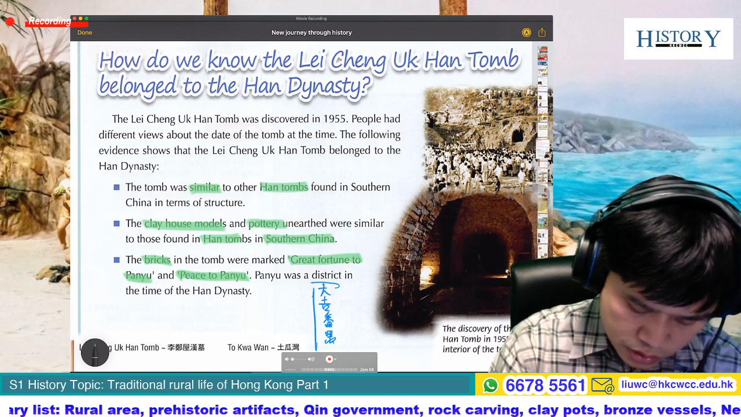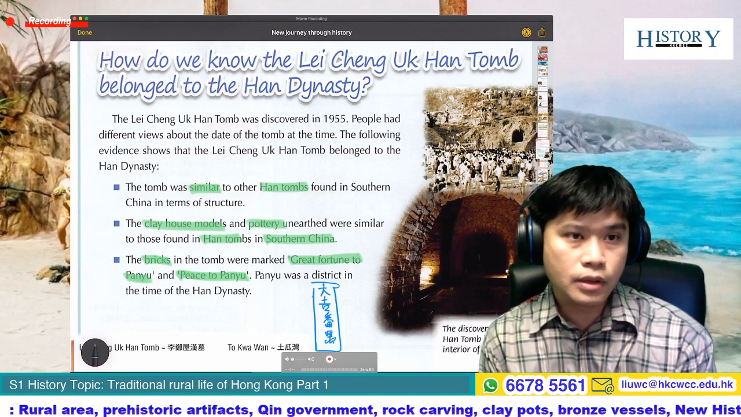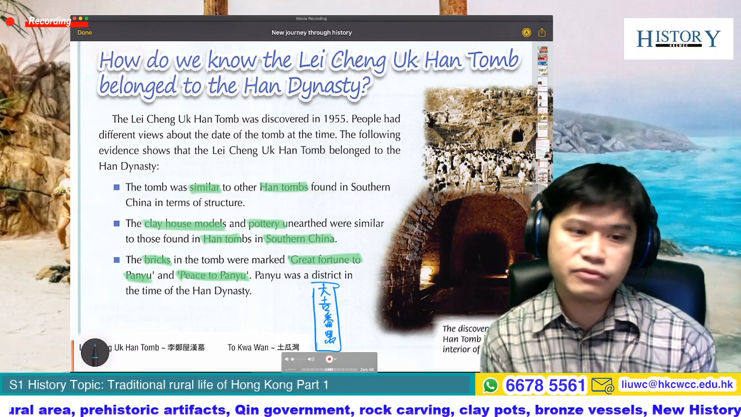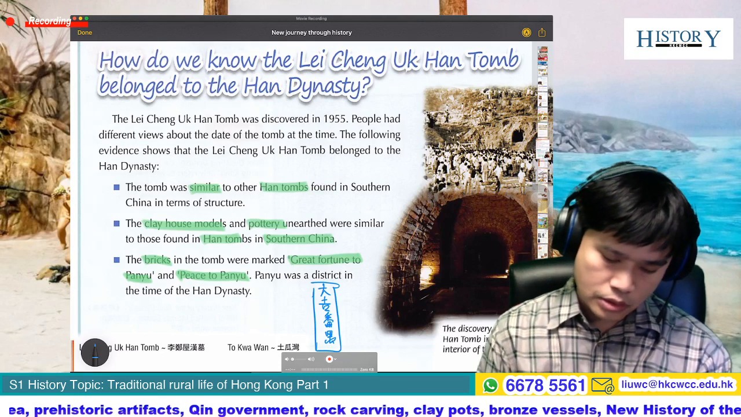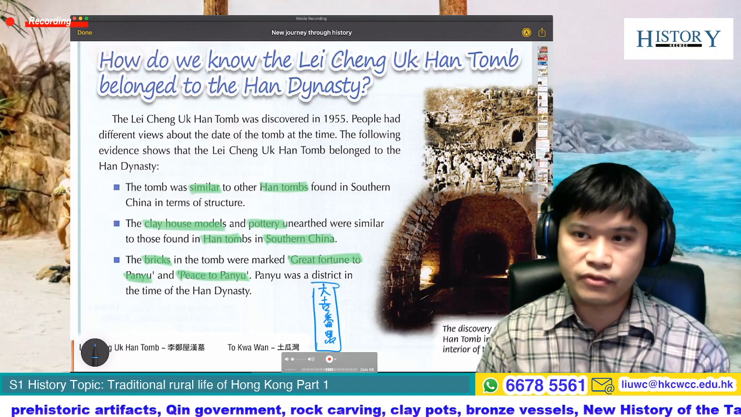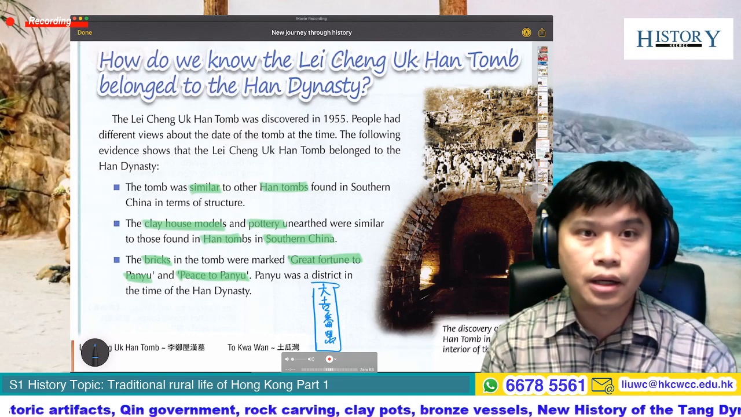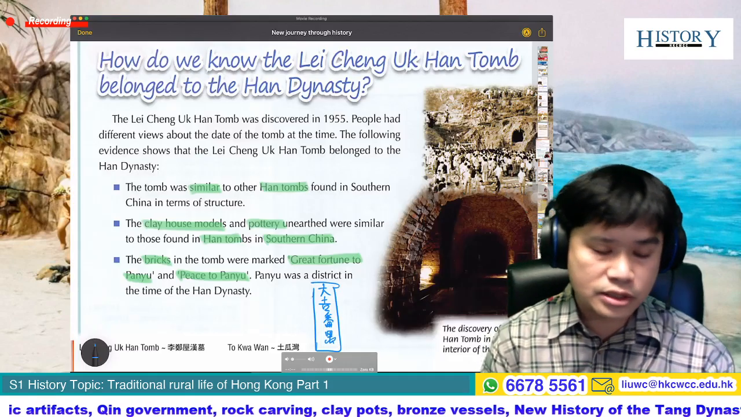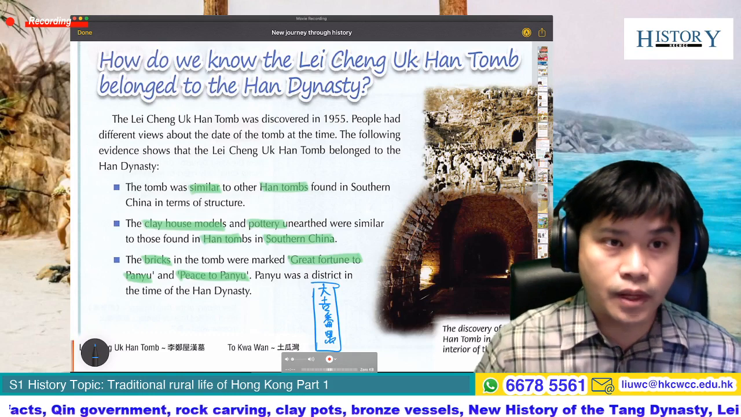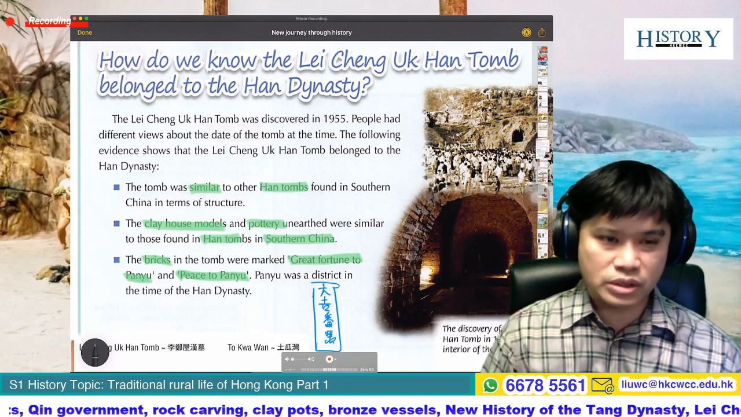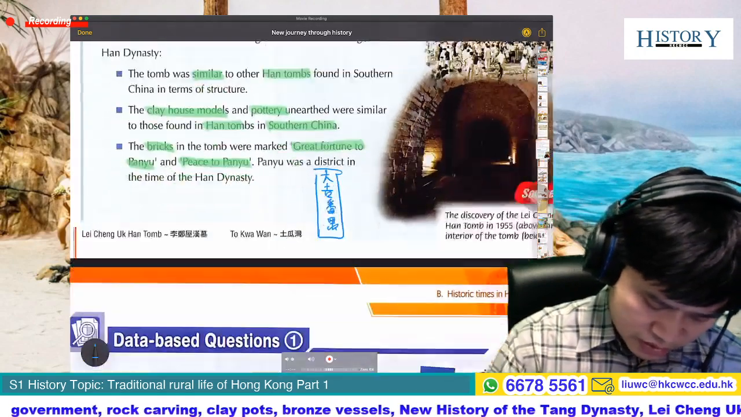Okay, the words are actually written in the bricks in the Han tomb. So from all these findings, we may know that the tomb would be from the Eastern Han Dynasty. If you have a chance, you can also visit the Lee Cheng Uk Han Tomb in Cheung Sha Wan. That is open to the public. However, you should go after like the deceased passed.